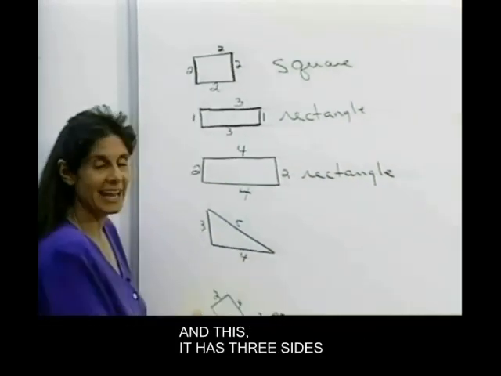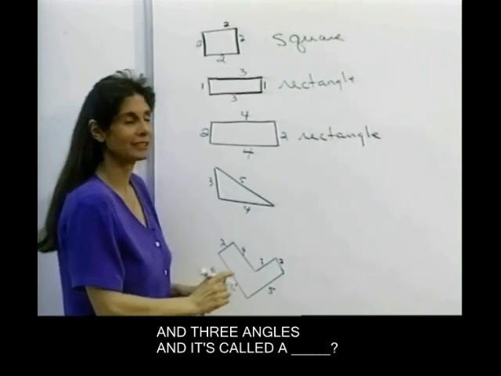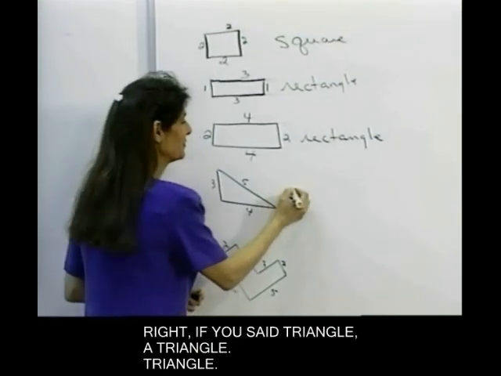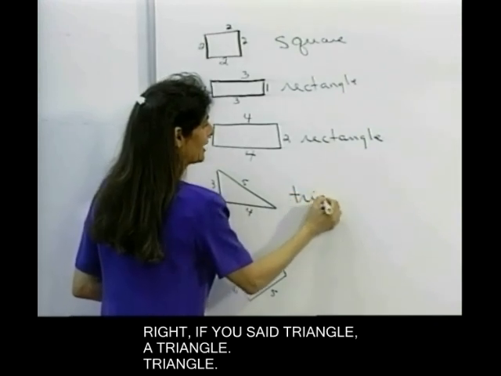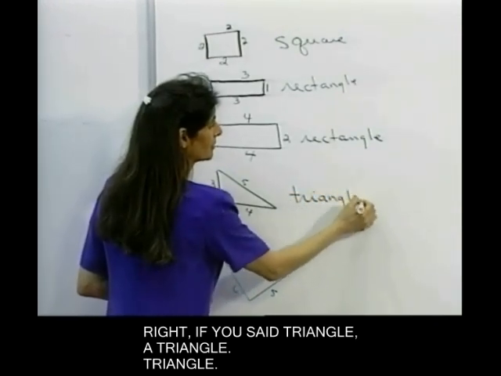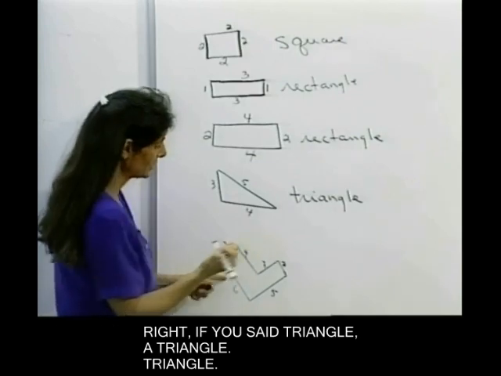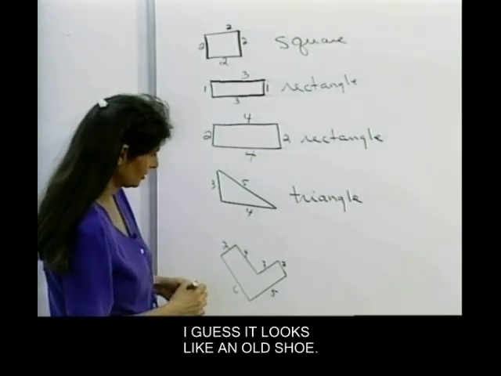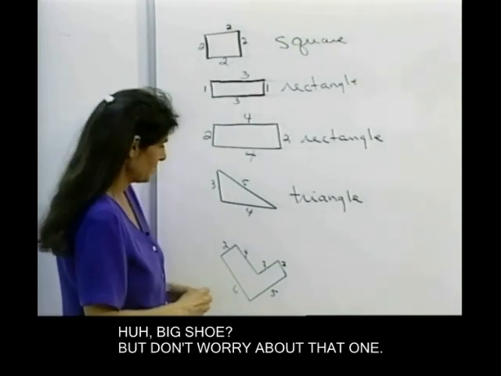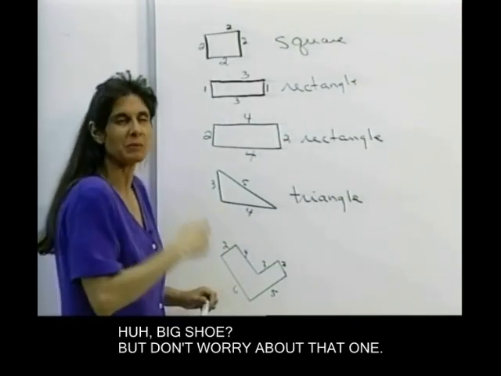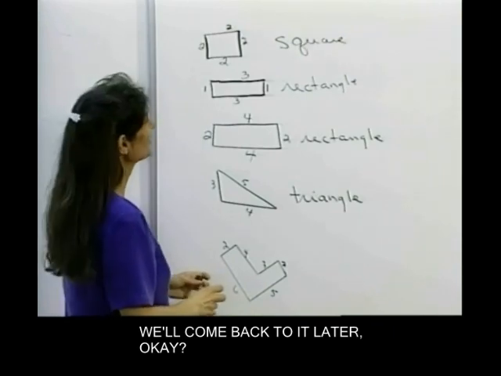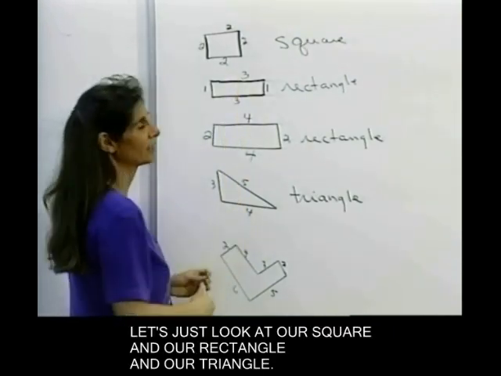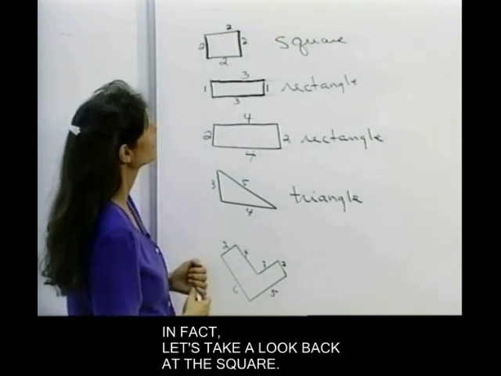And this, it has 3 sides and 3 angles, and it's called a, right, if you said triangle, a triangle. And this figure here on the bottom, well, I guess it looks like an old shoe, huh? Big shoe, but don't worry about that one. We'll come back to it later, okay? Let's just look at our square and our rectangle and our triangle. In fact, let's take a look back at the square.